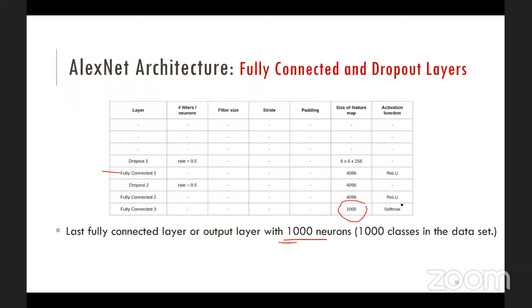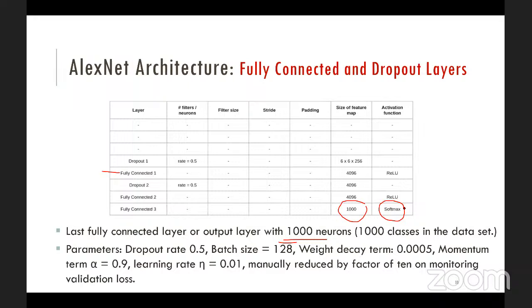The final output is 1000 neurons, and here we are using the softmax activation function, which assigns the probability of whatever input image is there to whatever classes you have trained. Let us say you have trained this for 4 classes. The softmax function will convert the values into probabilities, so you get 4 probabilities corresponding to each class, and the class with the highest probability is the class the picture will be assigned to. So these are the different parameters, and this is your AlexNet.